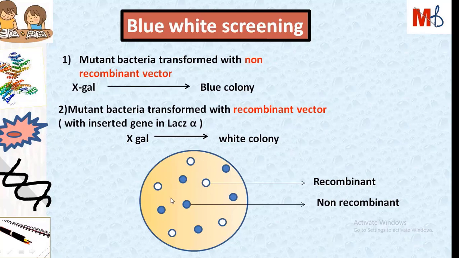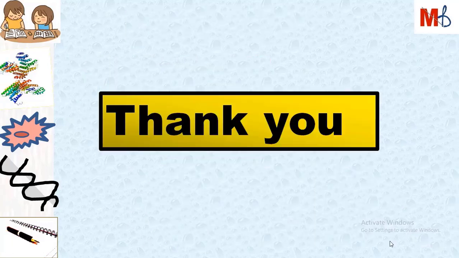So this is the agar plate. Now we can see if the bacteria is transformed with a recombinant vector, it forms the white colonies, and if the bacteria is transformed with a non-recombinant vector, then it forms the blue color colonies. So now this is very clear to you, right? That was all about alpha complementation and blue-white screening.